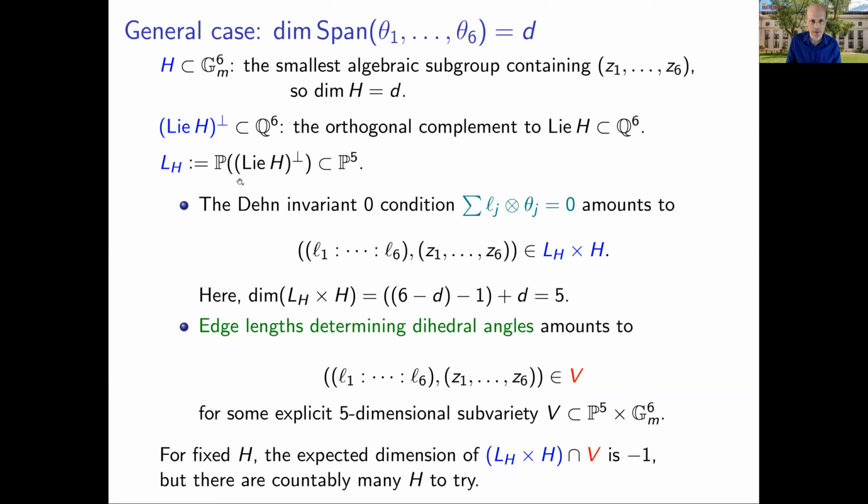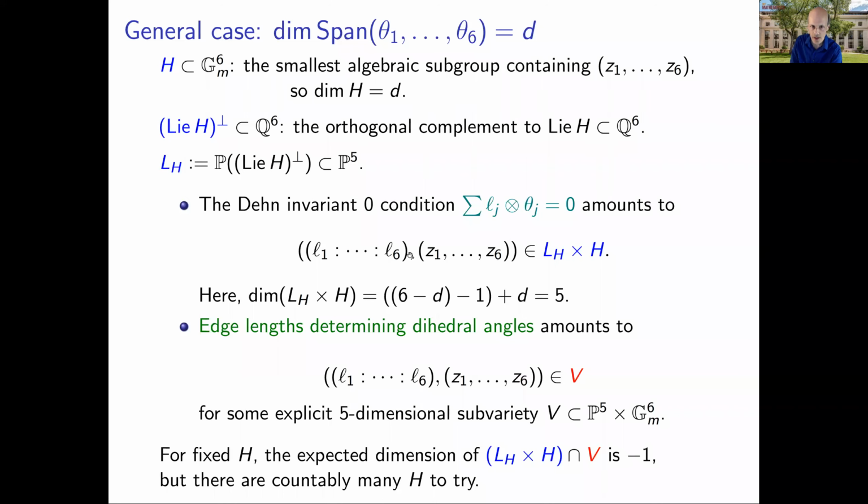In these algebraic geometry terms, this Dehn invariant 0 condition, to say that this tensor is 0, amounts to saying that this point, which a priori is a point of P5 cross G_m to the 6th, lies in this product of varieties. The L point has to be in this space of relations, and the Z's are, by definition, in this H. You can figure out the dimension of this subvariety, because H is d-dimensional, so the Lie algebra of H is d-dimensional, and this will be 6 minus d, and this will be 5 minus d. So you get 5 minus d plus d, and so it's 5-dimensional.